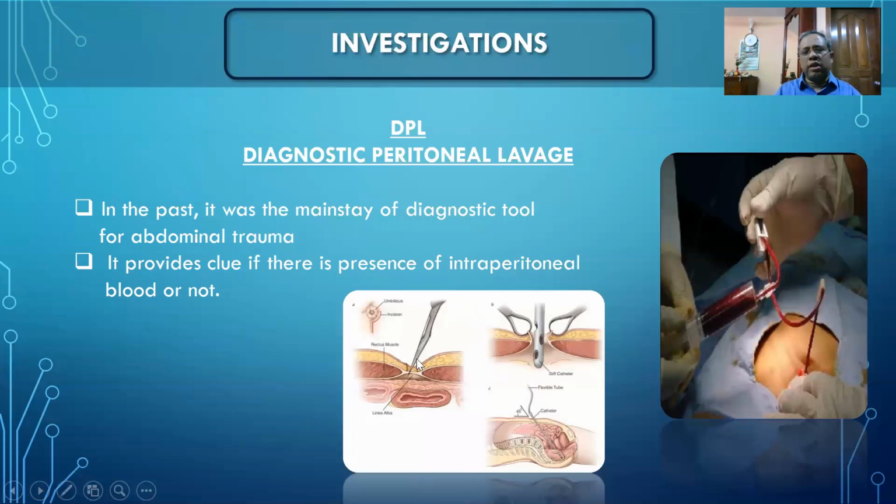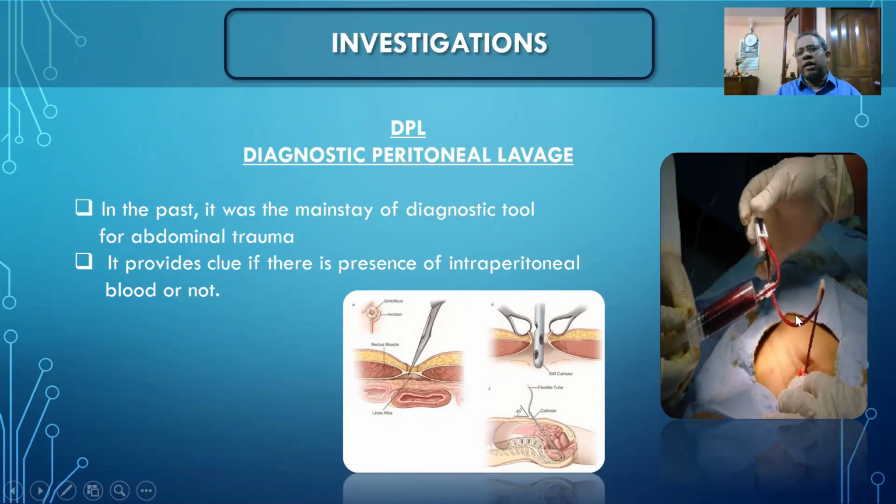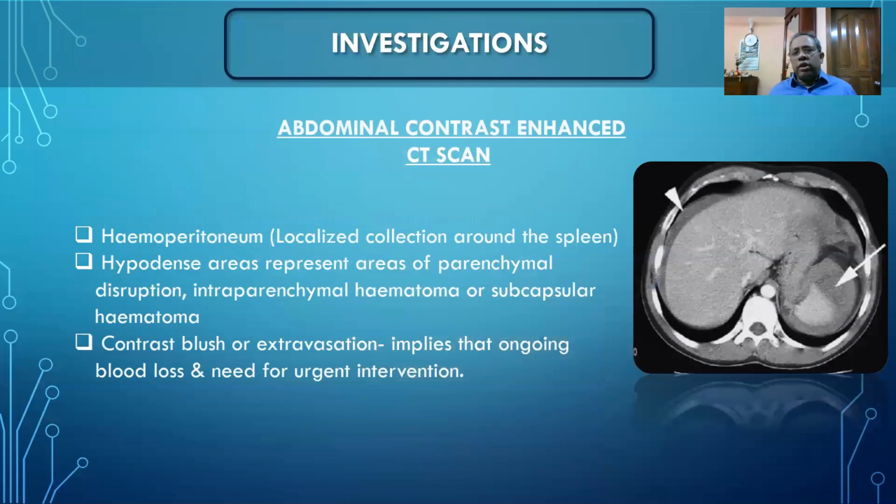So look, there is an opening in the umbilicus because the scar there is very thin. Then there is a Foley catheter, which is connected with a set and aspirated with a syringe. Nowadays, all these investigations have gone behind. The final goal is to diagnose the severity of the splenic injury.